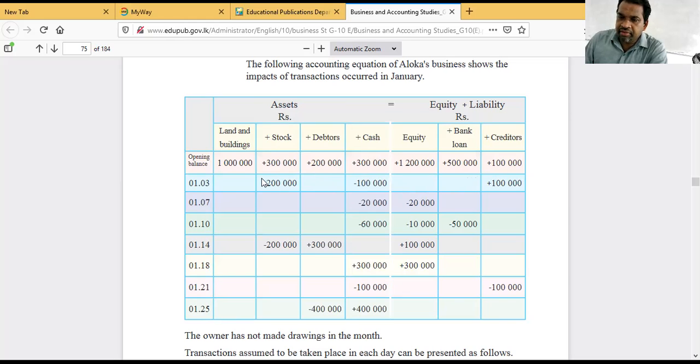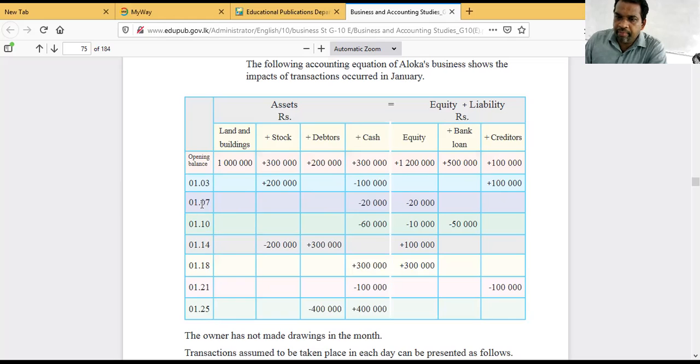Then we can consider the business has purchased 200,000 worth of goods and paid in cash 100,000 rupees, and the balance 100,000 they have agreed to pay later. That's why they have put 100,000 to creditors. Or you can say they have purchased goods in cash 100,000 and on credit 100,000.